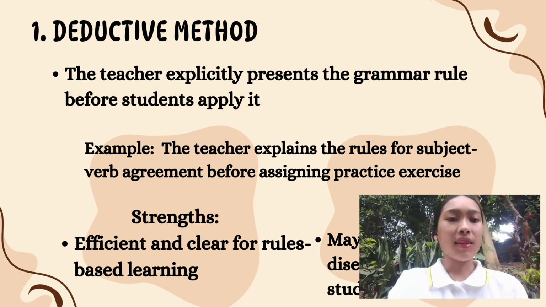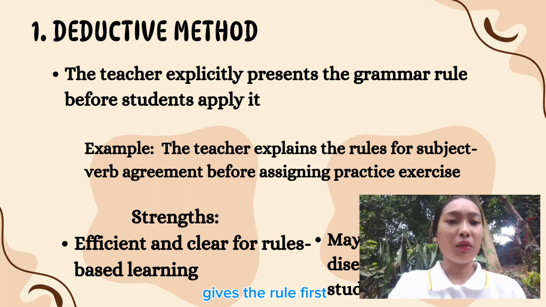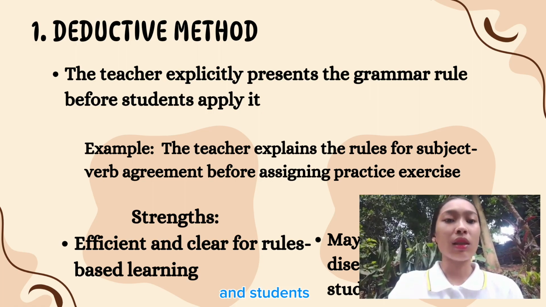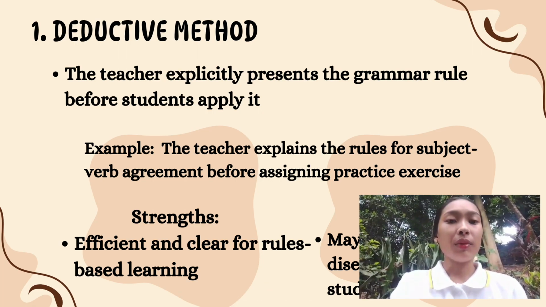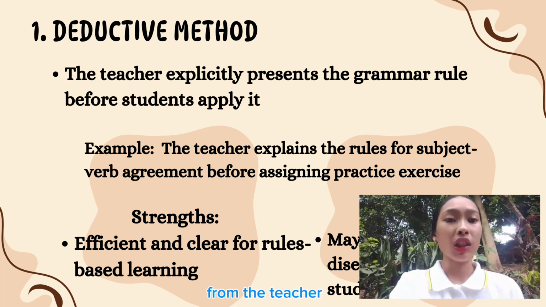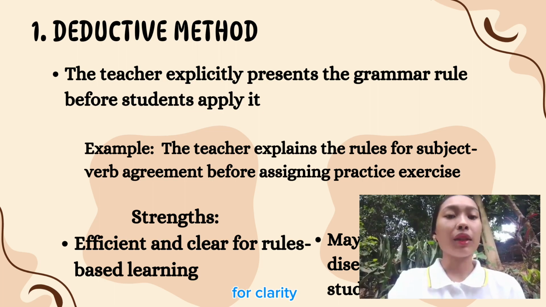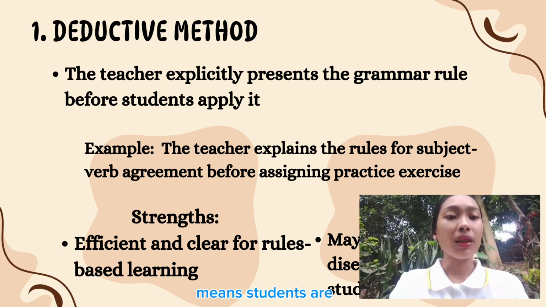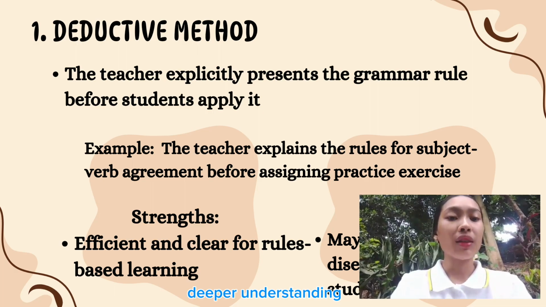Okay, so next is the deductive method, or rule to example. The teacher gives the rule first, then shows examples and students practice it. The deductive method is teacher-centered, meaning more explanation from the teacher. Its strength is it is good for clarity and quick understanding of rules. And its limitation is it may feel mechanical, meaning students are just following rules without deeper understanding or real-life use.